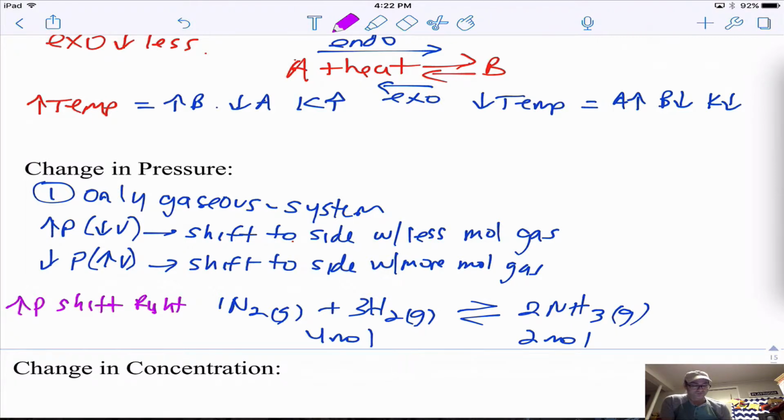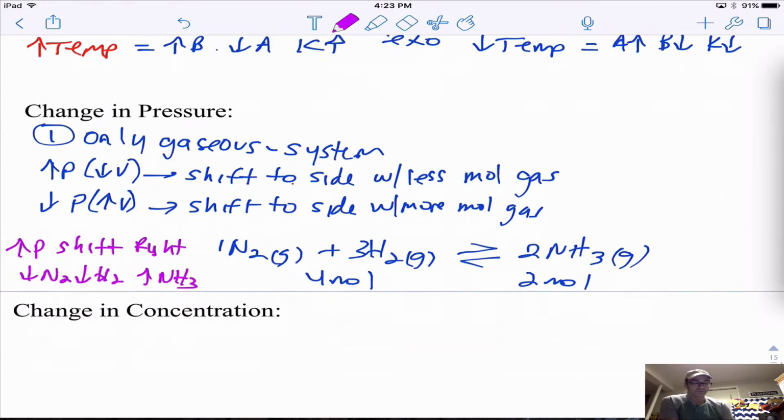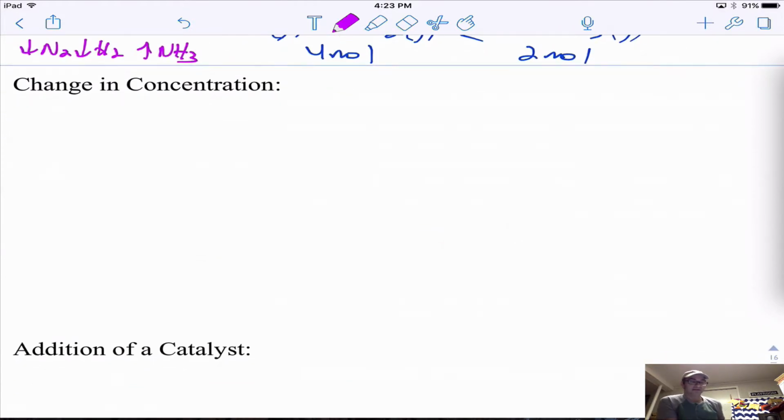And what this would result in is a decrease in N2, a decrease in H2, and an increase in NH3. If we decrease the pressure, then we would have the opposite shift occurring, and we would shift left. Now, the last type of stress that you could have is a change in concentration.